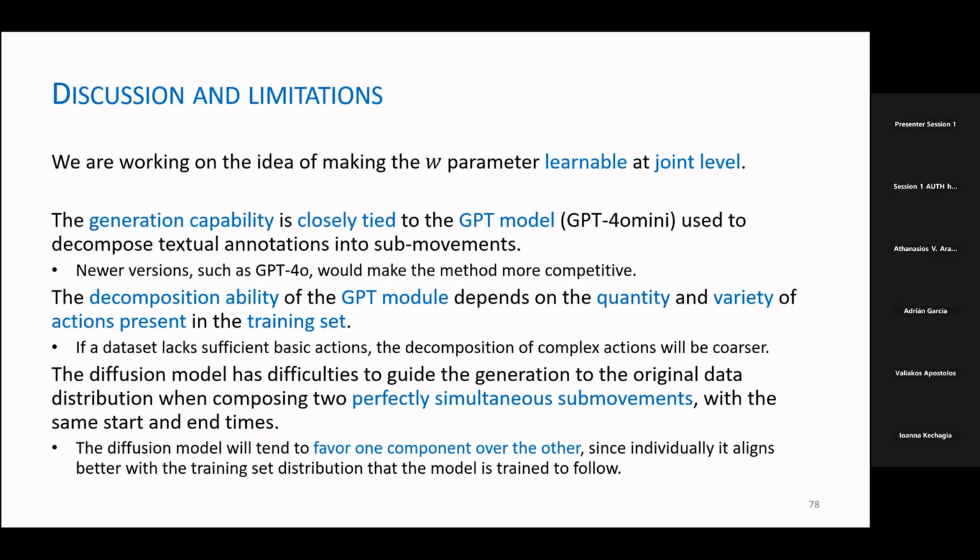For example, one point that we could try to improve is the way the GPT module decomposes the input scene, and also another limitation is the way the diffusion model combines together the case that there are sub-movements that are perfectly simultaneous. In that case, it's more difficult to combine together using this formulation, because the system tries to favor one component with respect to the other.